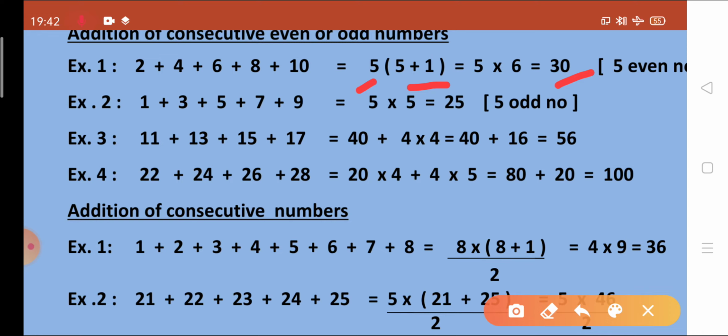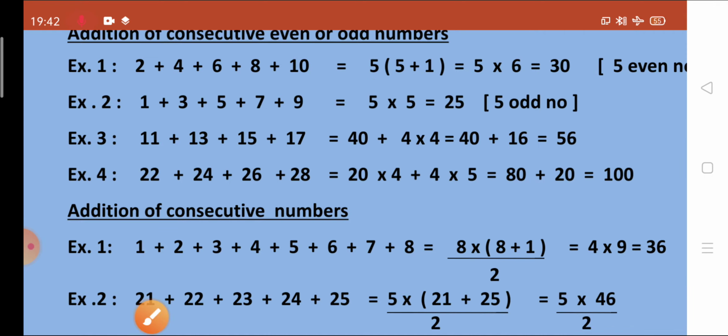But what about an odd number? So let's try example 2. I have taken an odd number 1, 3, 5, 7 and 9. How many digits are there total? You can see I have seen 1, 2, 3, 4, 5. Again 5 digits. So I have written 5 and simply I multiply it by 5. So in the odd case, what we have learned, whatever the numbers are there, put the number and multiply it by the same number. So 25. But in even number, what we do, write the number and add one more number to it and multiply it.